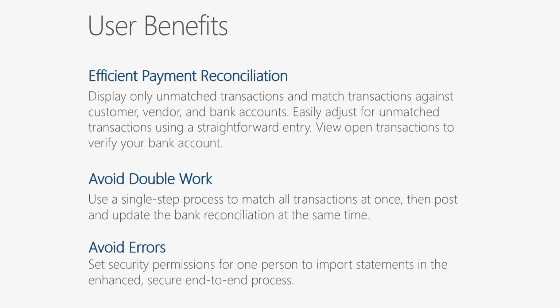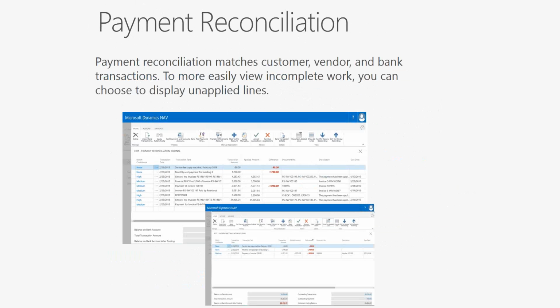So again, user benefits, obviously efficiency, avoiding double work, and minimizing errors. Here we've got a quick screen cap of what that payment reconciliation journal looks like, and how you can very easily filter to what you want to look at.